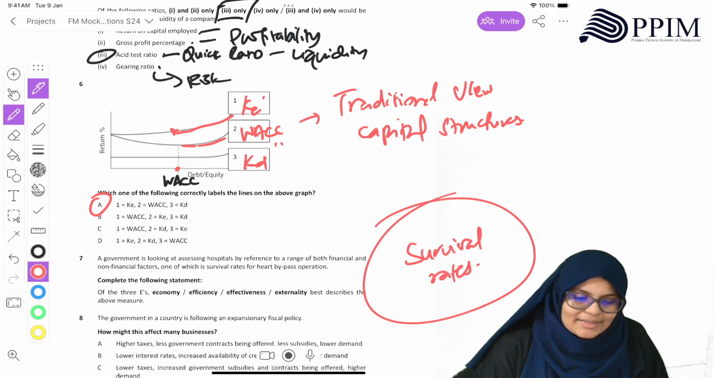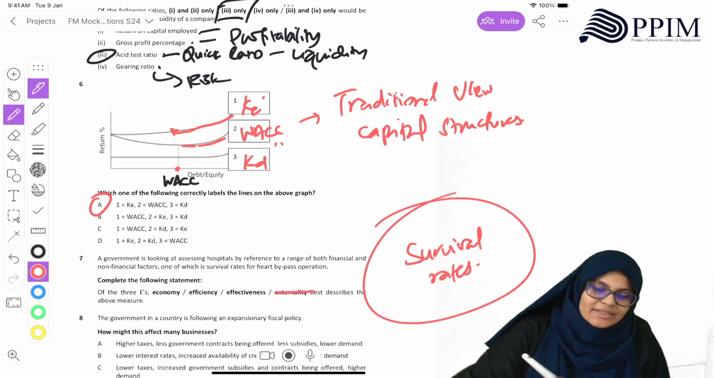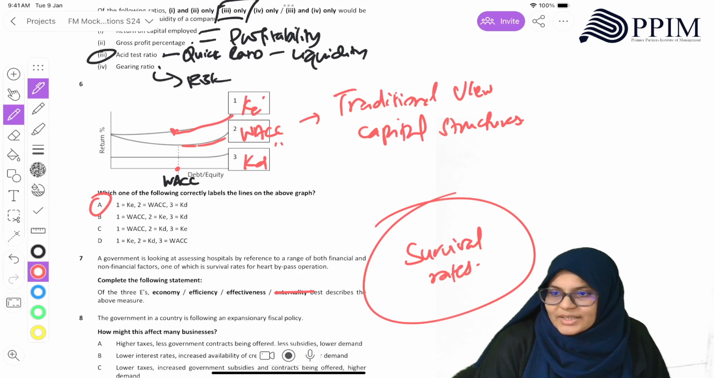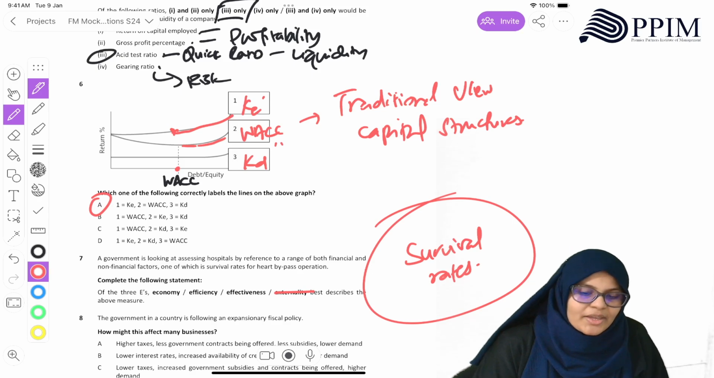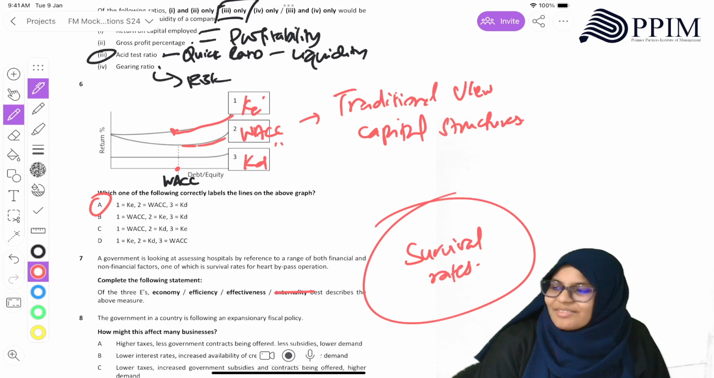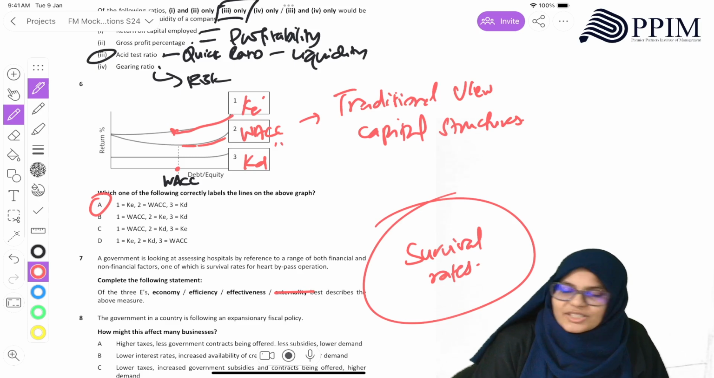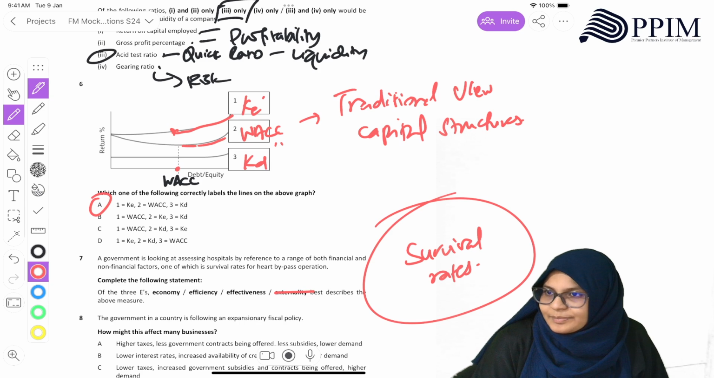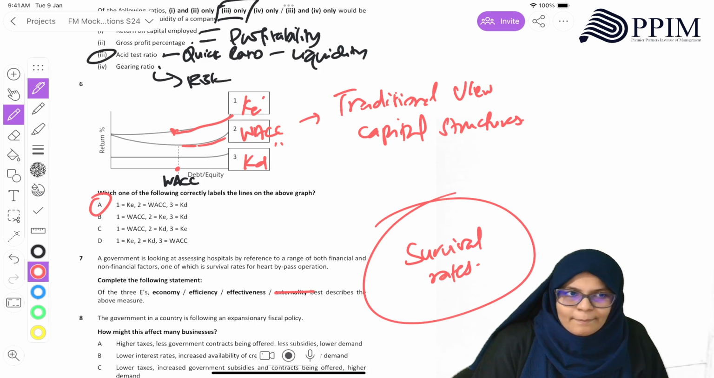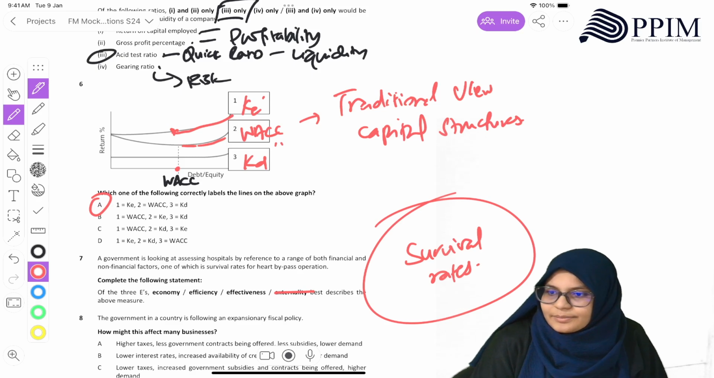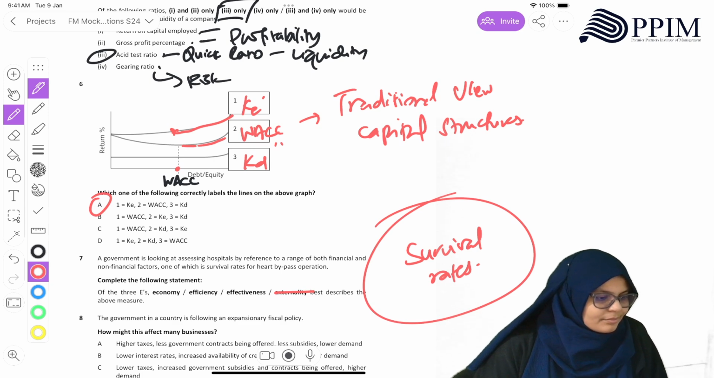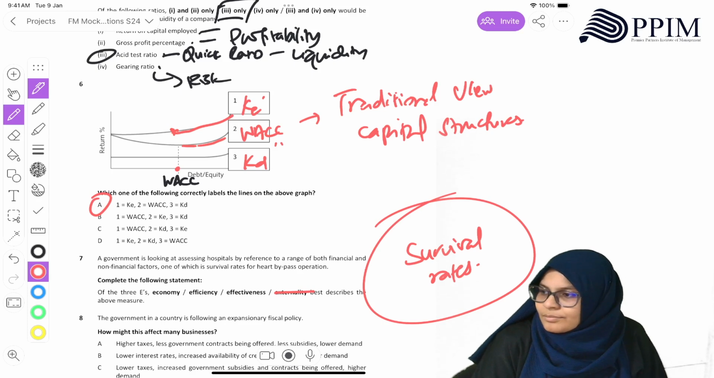Of the 3 E's, economy, efficiency, effectiveness, externality. Now first of all, you can cut off externality because we know that is not an E. It's either economy, efficiency or effectiveness, right? So of the 3 E's, which best describes the above measures? So survival rate, is it economy, efficiency or effectiveness? What do you think? Survival rate. Okay, good.